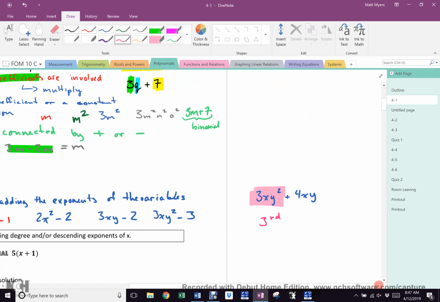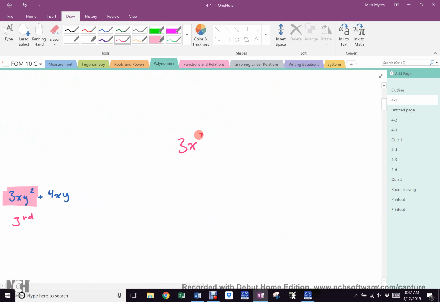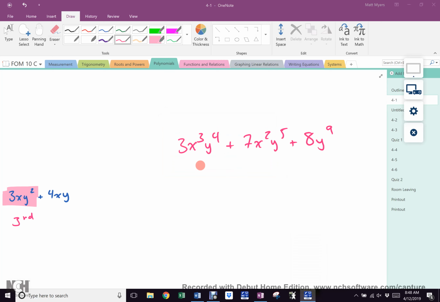What I mean by that is this. If I had 3x cubed y to the 4th plus 7x squared y to the 5th plus 8y to the 9th, if I wanted this in the proper order, x is alphabetical. X would go first, x to the 3rd, then to the 2nd. Then I start with the y's. Everybody understand? But again, I don't care. I'm going to look at your polynomial. If you have all the right terms there, I'm giving you full credit.